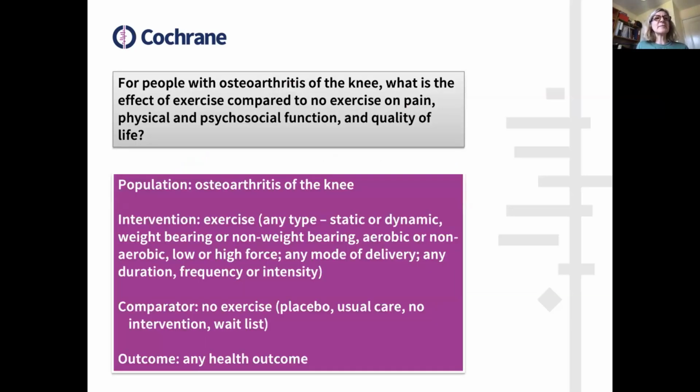Okay, so I'm skipping ahead a little bit. So this is how you may well have narrowed down your very broad thought into your main review question. So what you want to know is, for people with osteoarthritis of the knee, what is the effect of exercise compared to no exercise on pain, physical and psychosocial function and quality of life? So as you can see, you've identified the main PICO for your review, your population, your interventions, your comparators and your outcomes, and you've formulated your overall review question.